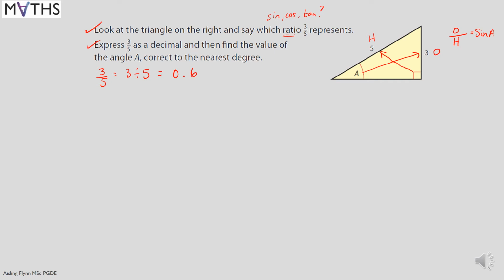Now then it says find the value of the angle A correct to the nearest degree. So what have we found out? We found out that we're working with sine of angle A, and we know the answer is 0.6. Now we're going to work in reverse to find the angle A. Because we're working with sine, we'll use the sine inverse function. So shift and sine, type in your 0.6, and let's see what answer we get.